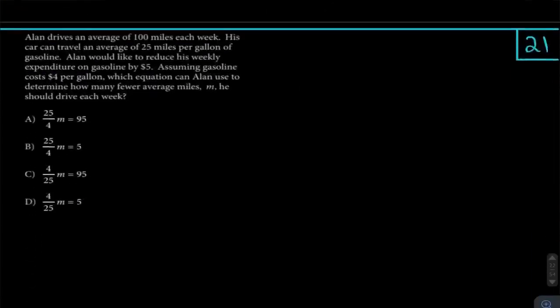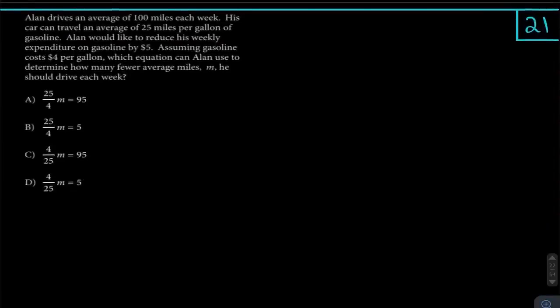All right, so problem 21. This is a little bit tricky, okay? Alan drives an average of 100 miles each week. His car can travel an average of 25 miles per gallon of gasoline. Alan would like to reduce his weekly expenditure on gasoline by $5, assuming gasoline costs $4 per gallon. Which equation can Alan use to determine how many fewer average miles M he should drive each week?